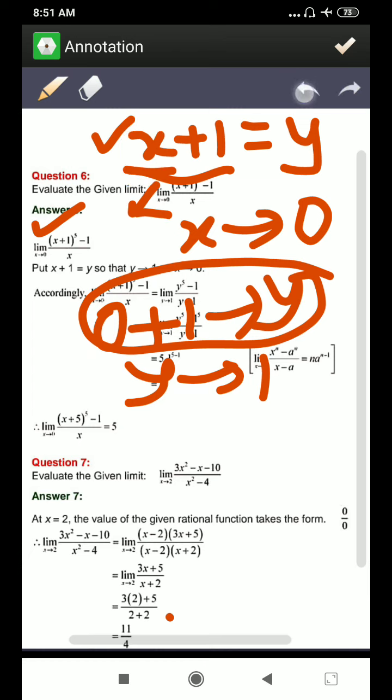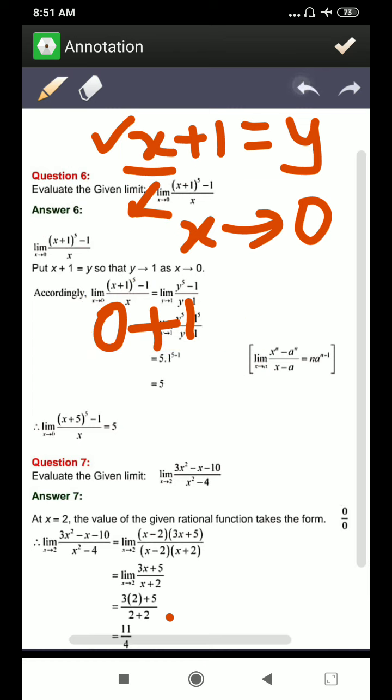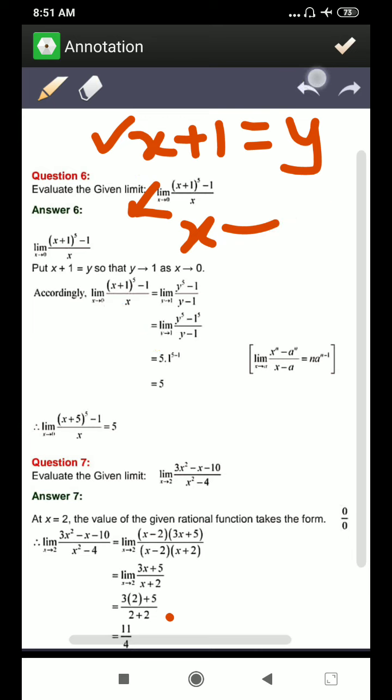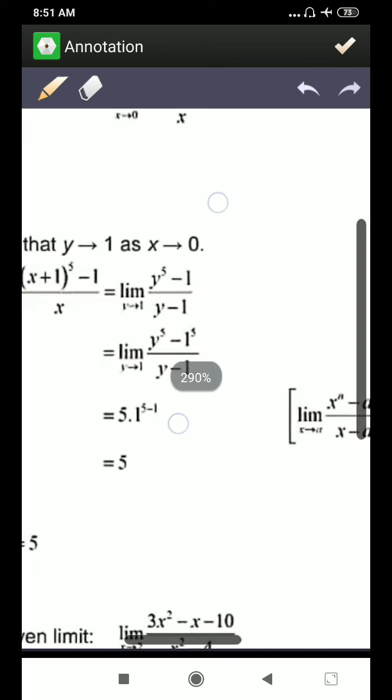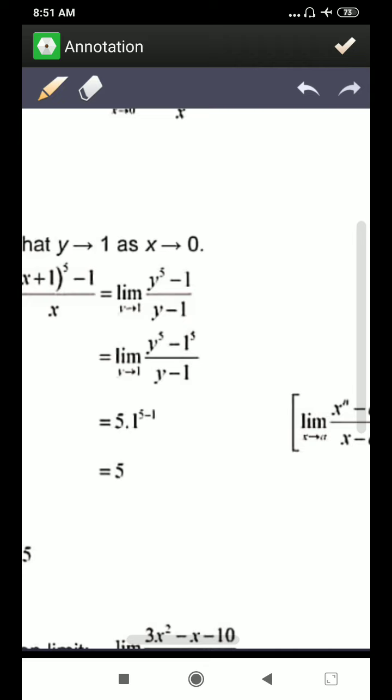So now the new limit is y tends to 1, and x plus 1 is equal to y, since we have replaced it. So now the question is reduced to limit y tends to 1 of y raised to power 5 minus 1. In the denominator you have to put x, so get the value of x from here, it will be y minus 1. So the question is modified as limit y tends to 1, y raised to power 5 minus 1 divided by y minus 1. Now there is a theorem.